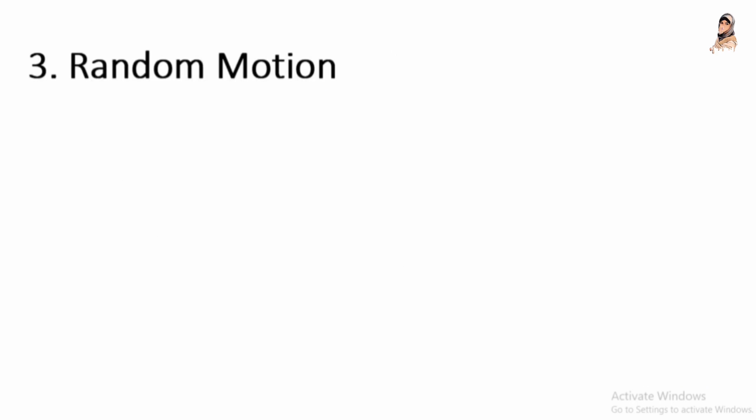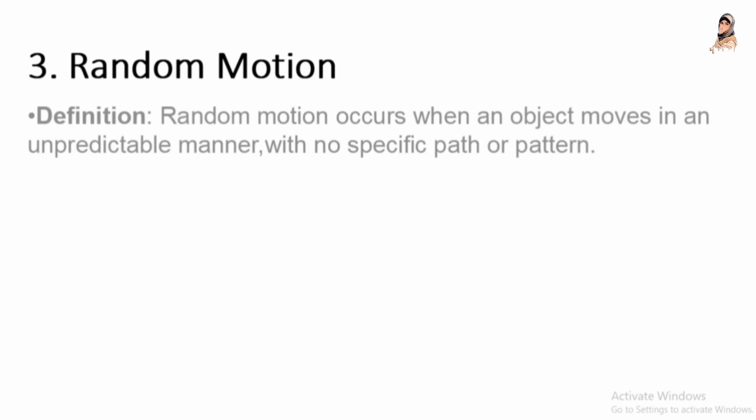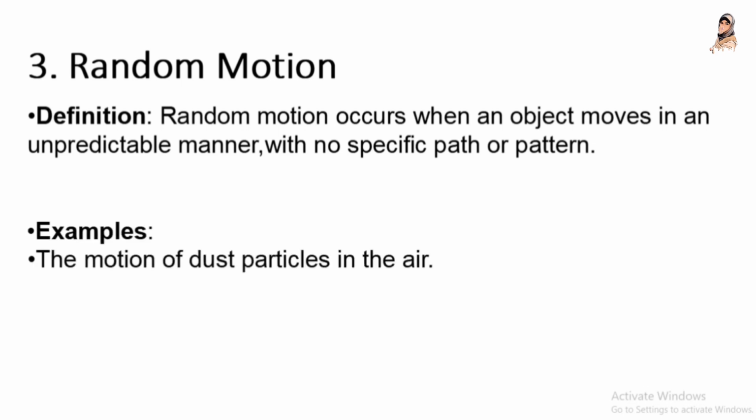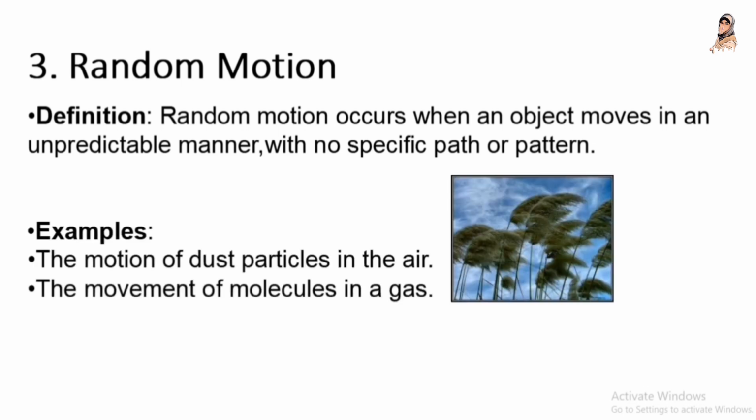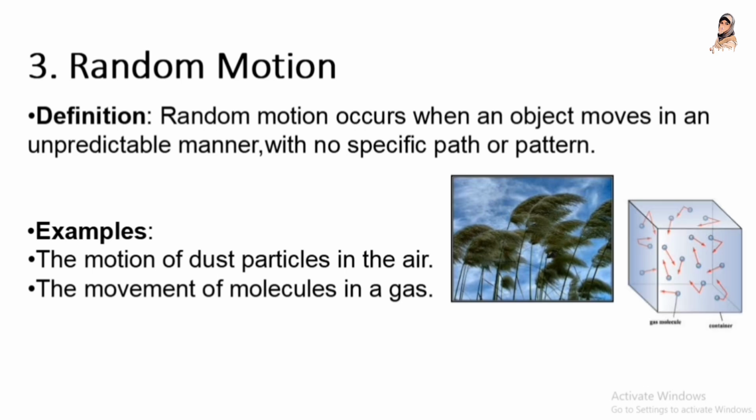And the third type of translatory motion is random motion. Random motion occurs when an object moves in an unpredictable manner with no specific path or pattern. For example, the motion of dust particles in the air. Similarly, the motion of molecules in a gas is the example of random motion.